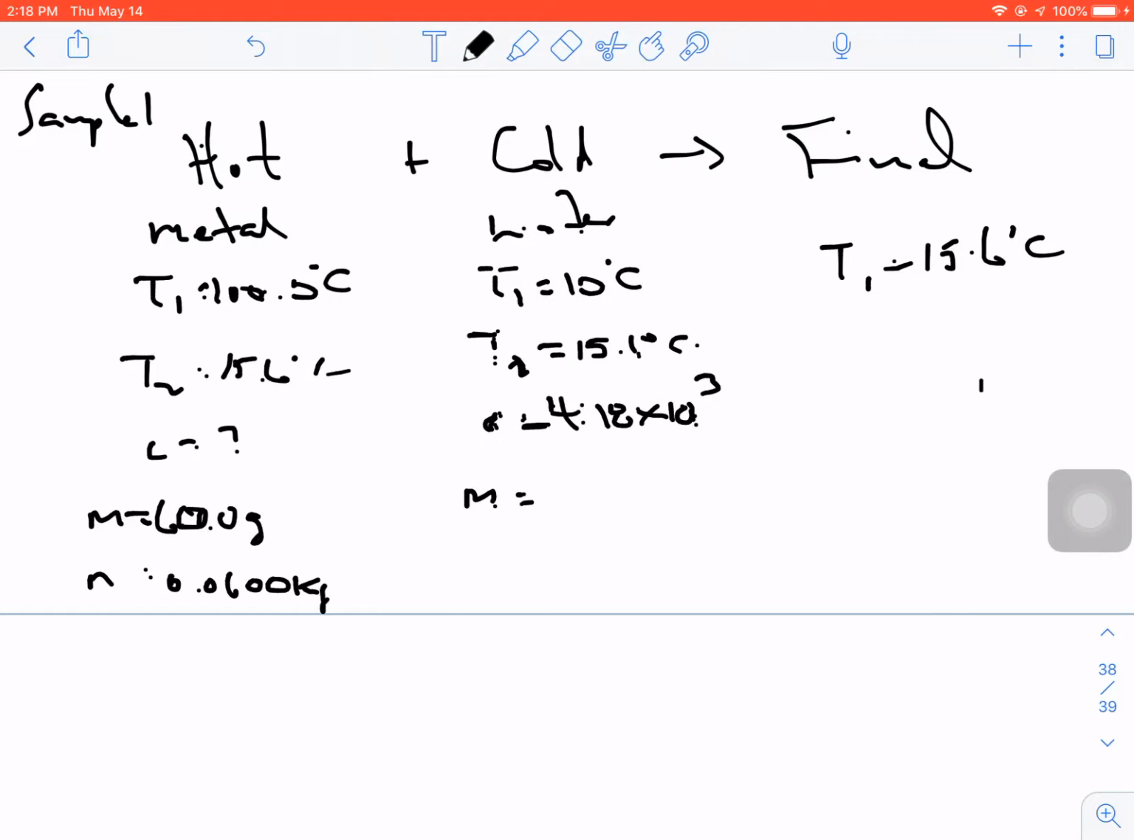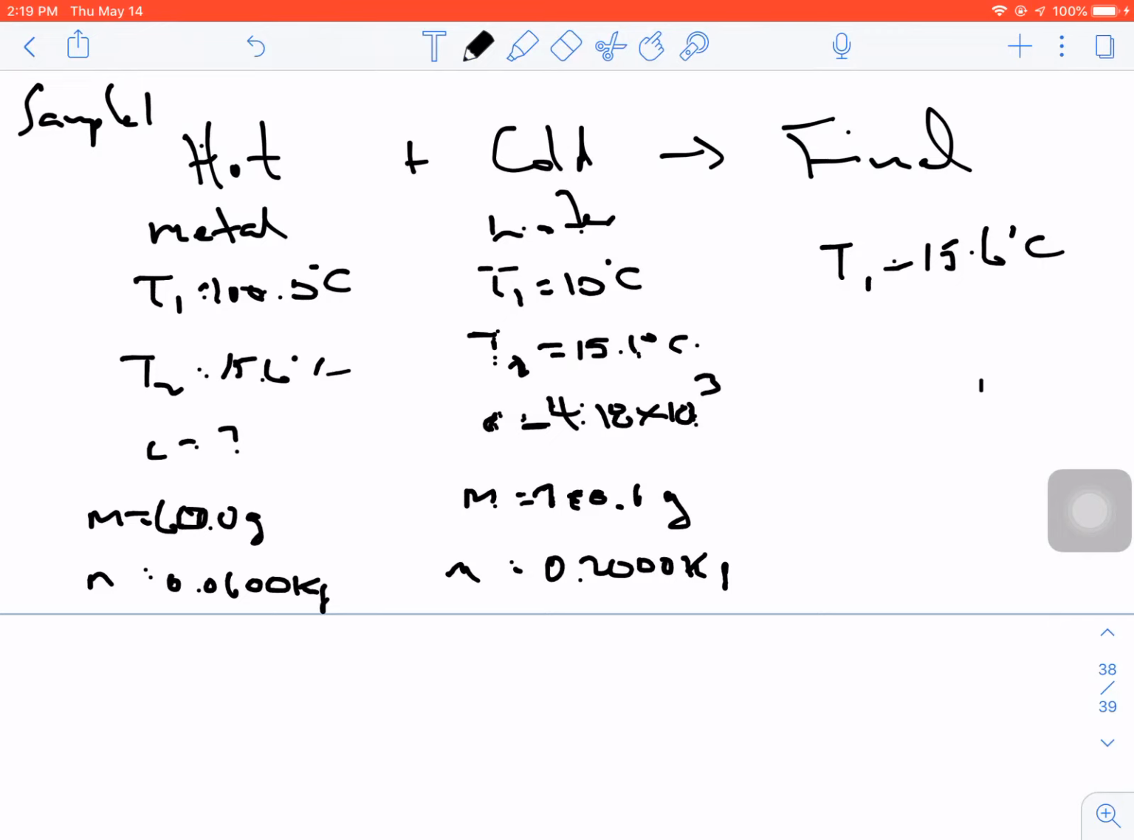So the mass of water is 200.0 grams, or 0.2000 kilograms. Okay, so I now know my mass for my cold water.